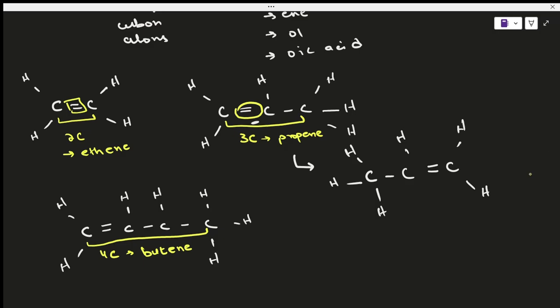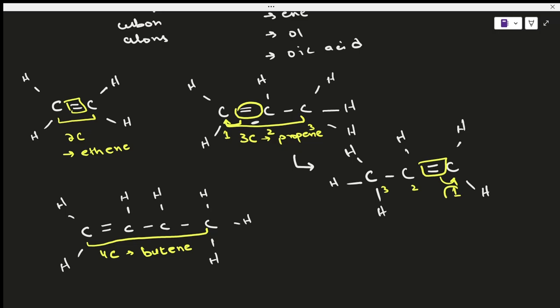Why? Because the general rule is that we start counting the carbon atoms from the place where the double bond is the closest. So in this molecule, the double bond is the closest to this carbon, so we start counting from here. This is 1 carbon, this is 2 carbon, and this is 3 carbon. And in this one, the double bond is near this carbon, so we start counting from here. This is 1, this is 2, and this is 3.